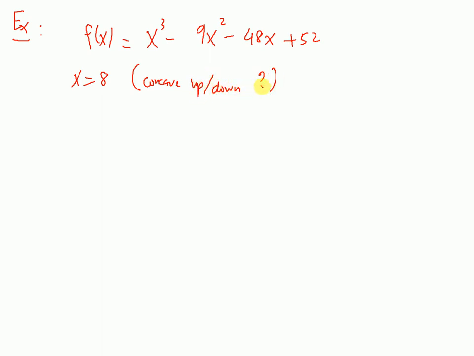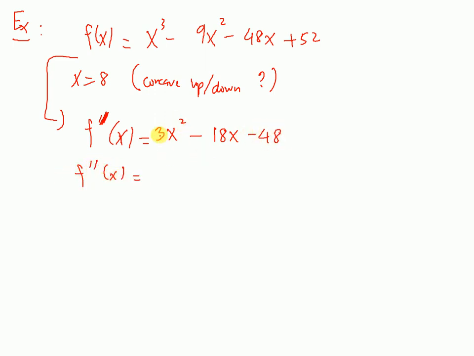If they ask you to check whether this is concave up or down, then you should use your second derivative test. Now let's find the second derivative first. Using the power rule again, bring down the 3 and subtract 1 from the exponent, bring down the 2 and subtract 1. Continuing, for the second derivative, bring down the 2 to get 6x, subtract 1 from the exponent, and this is 18; the constant becomes 0.